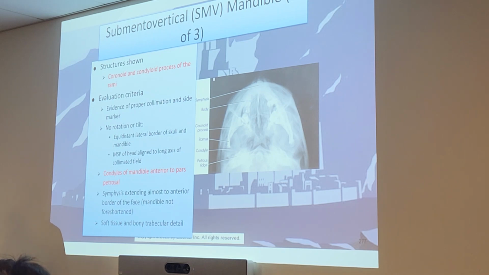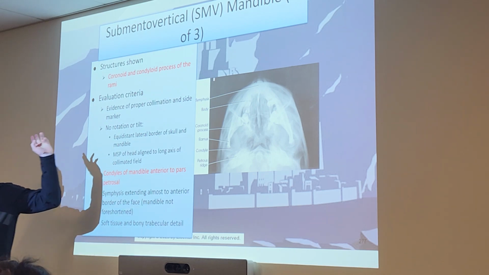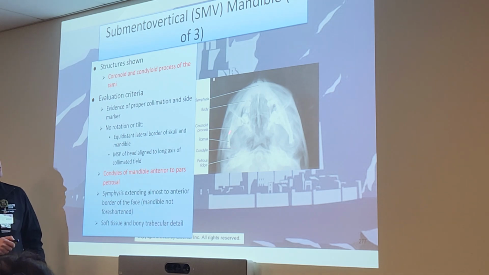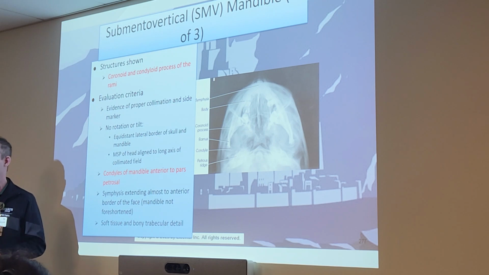All right, guys, structures shown. We're going to see those coronoid and condyloid processes of the rami. That's the main thing we're focused on in the SMV here. That's what we see right here, by the way. The condyles and the rami. Kind of looks like a fish mouth a little bit. This reminds me of a fish mouth.